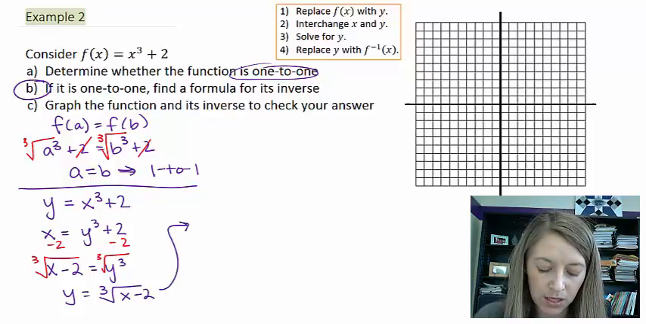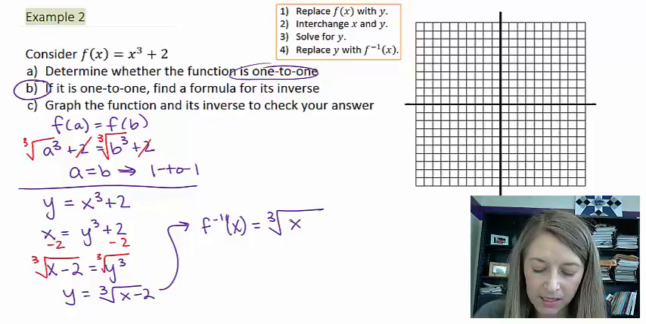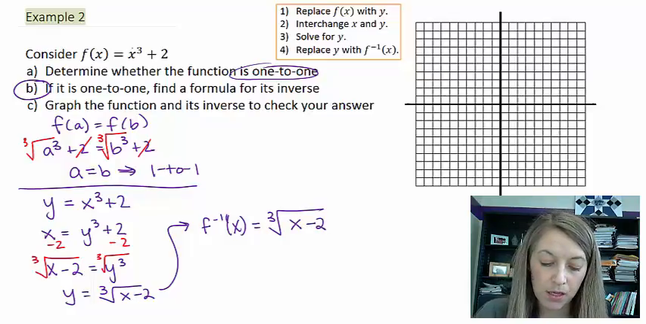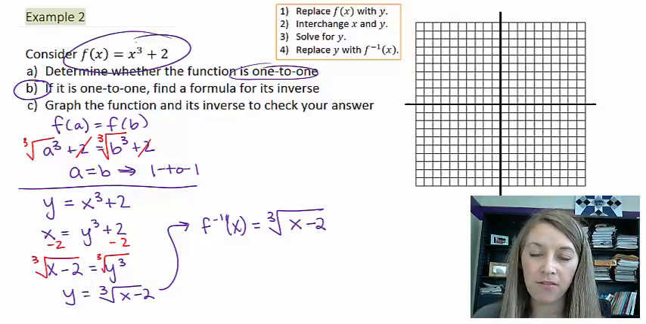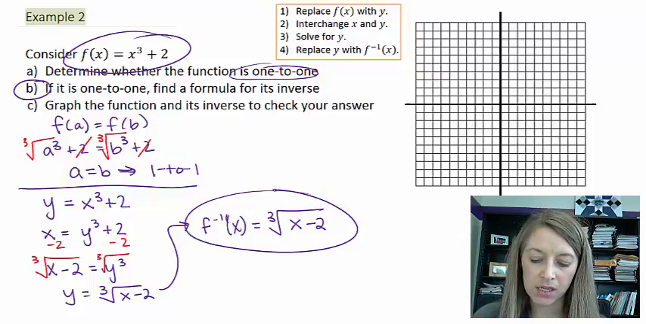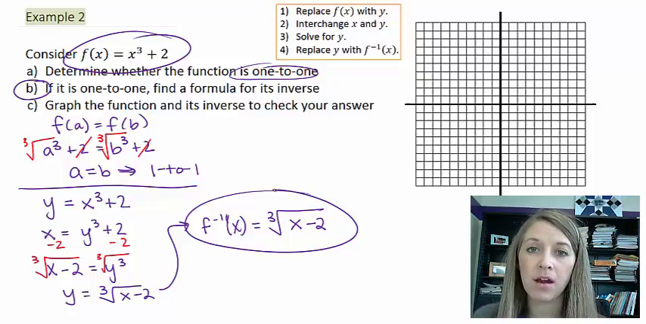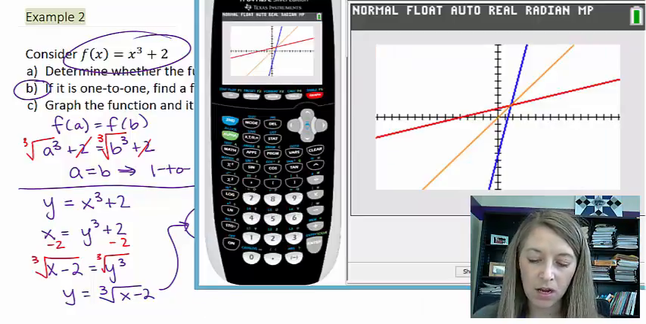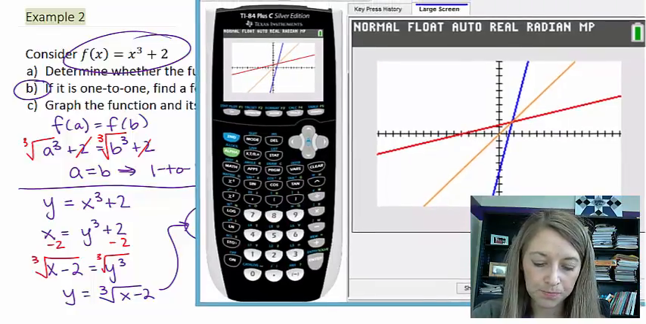Or if I want to put this in official notation, my inverse function is equal to the cube root of x minus 2. So I have my original function, f of x, and I have my inverse function, f inverse of x. Now, if I want to graph this to confirm that they are in fact inverses of each other, I can graph them by hand, but I think it's a little easier to go ahead and utilize my graphing calculator. So that's what I'm going to do.